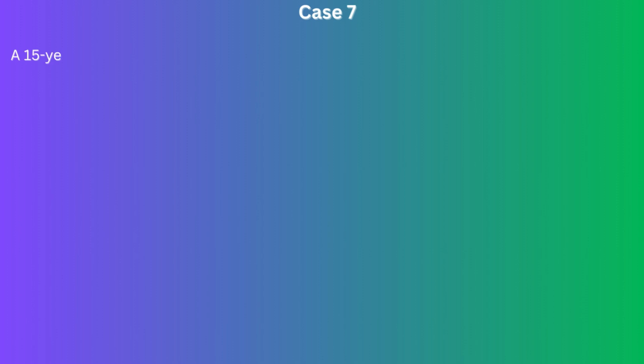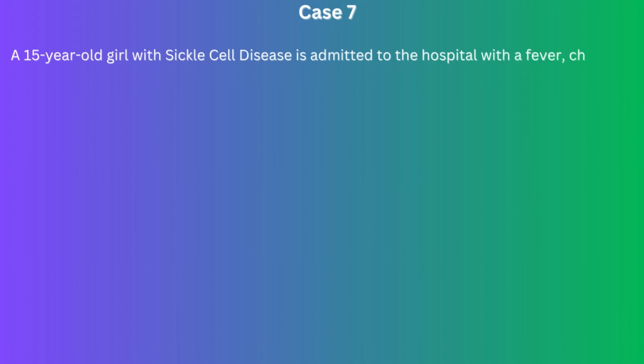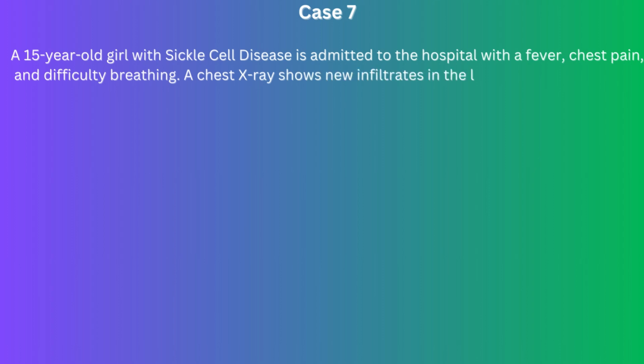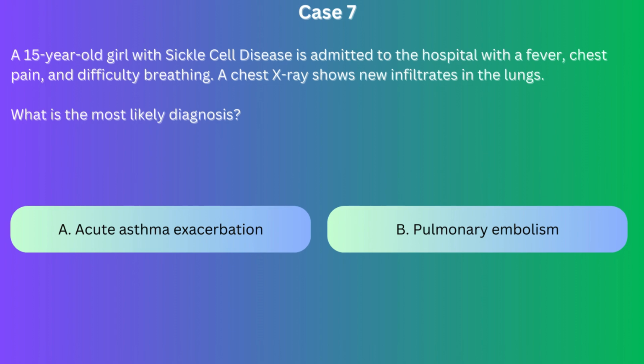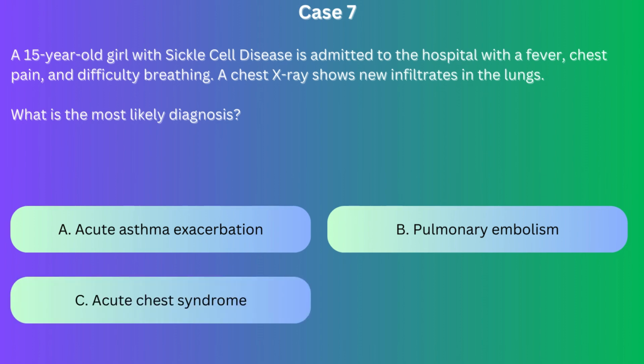Case number 7. A 15-year-old girl with sickle cell disease is admitted to the hospital with a fever, chest pain, and difficulty breathing. A chest X-ray shows new infiltrates in the lungs. What is the most likely diagnosis? A. Acute asthma exacerbation. B. Pulmonary embolism. C.